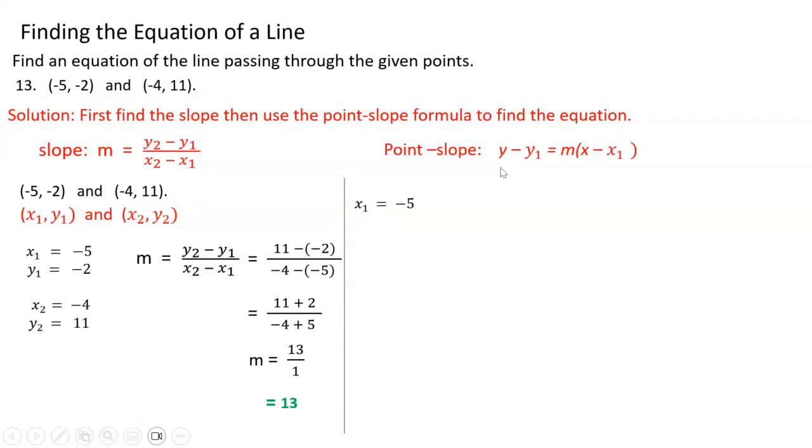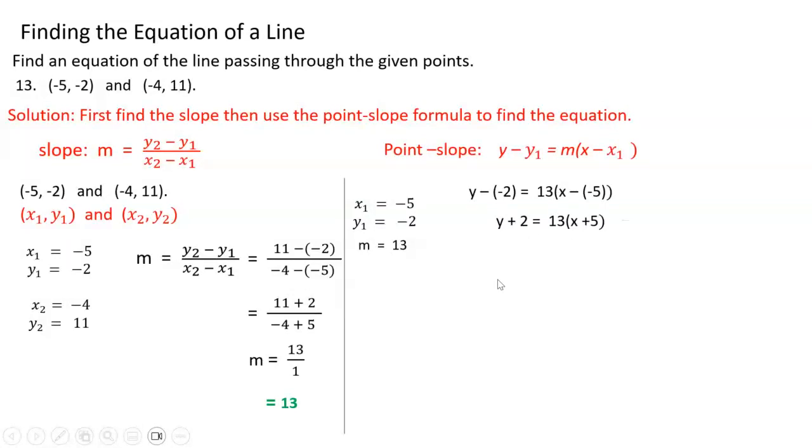Now I'm going to use point 1, my x1 and y1, and plug them in there. This is my x1 and my y1, which is negative 5 and negative 2, and my slope is 13. So let's plug everything in. Here's my y1, and here's my x1. This becomes a positive here, because two negatives become a positive.